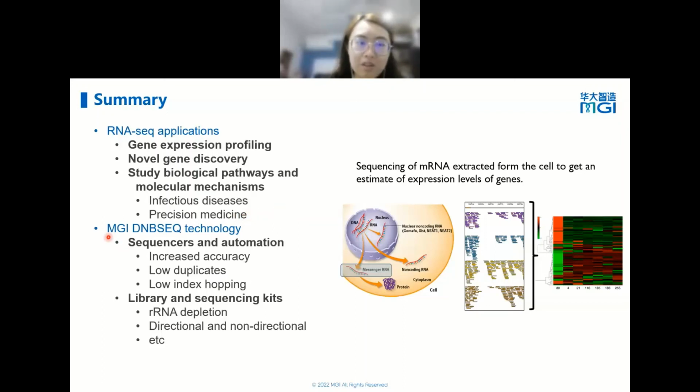And then we also talked a little bit about the MGI DNB-seq technology. I introduced some sequencers and automation systems. The take-home message is that our system has increased accuracy because of the generation of DNA nanoballs. The duplication rate from the sequencing is also low, as well as the index hopping. With our systems, we have library and sequencing kits depending on your needs.